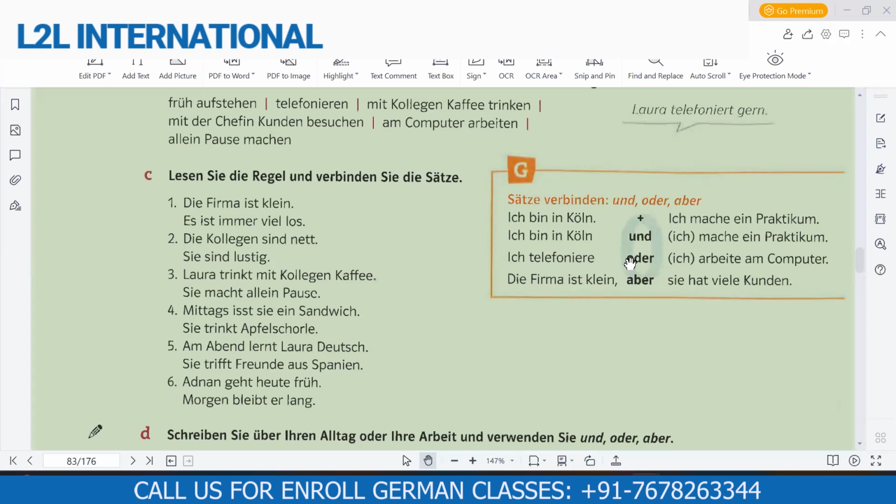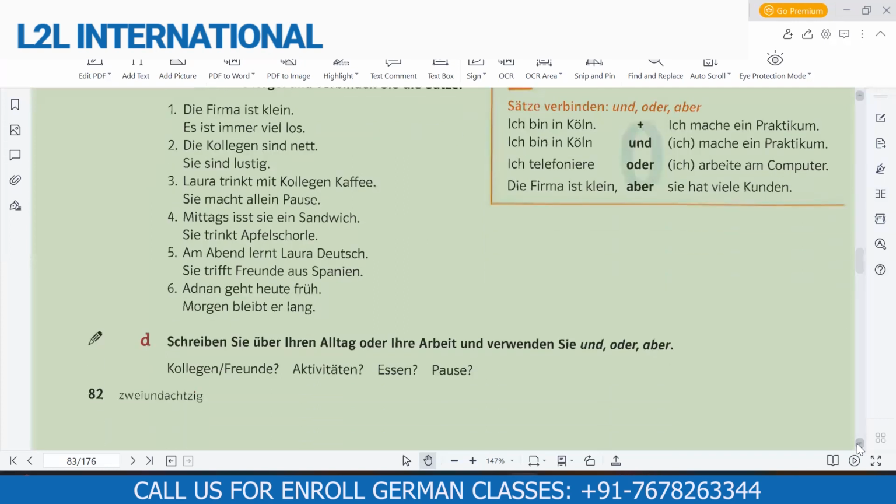Okay. Dann Nummer 6, nochmals Revati. Adnan geht heute früh, aber morgen bleibt er lang. Richtig. Sehr gut. So everybody has written aber for the 6th number. Yes, ma'am. Great. So that means I don't see a problem here. It was a very small exercise on this and we don't have anything other here.